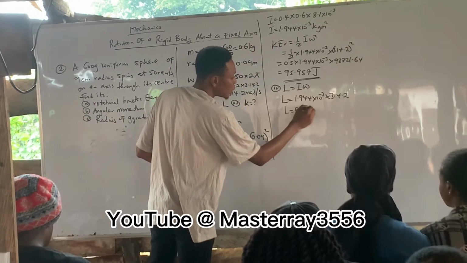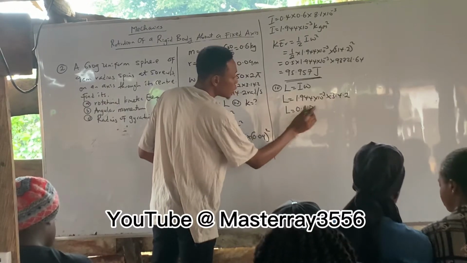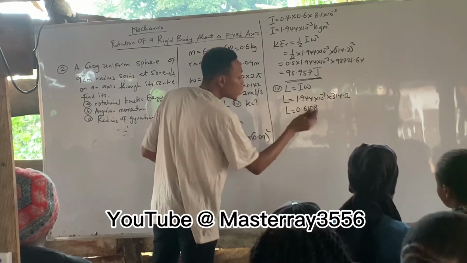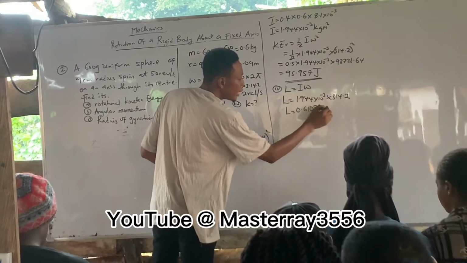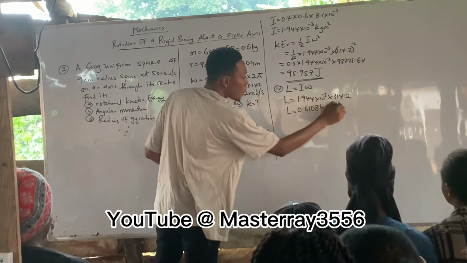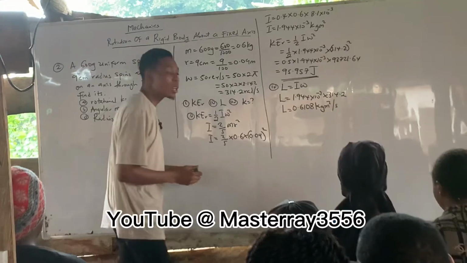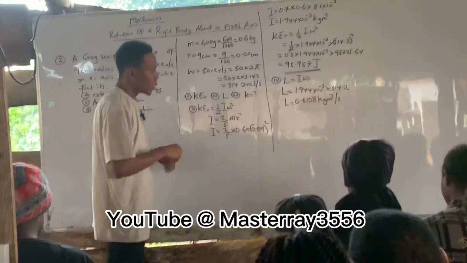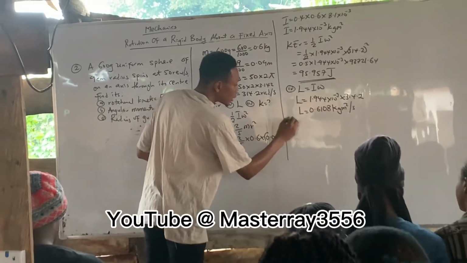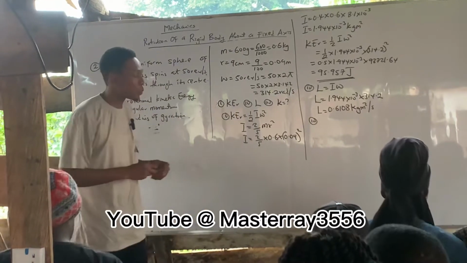0.61. All right. So the SI unit is kilogram meter squared per second. Kilogram meter squared per what? All right. The last one, we are asked to look for what?